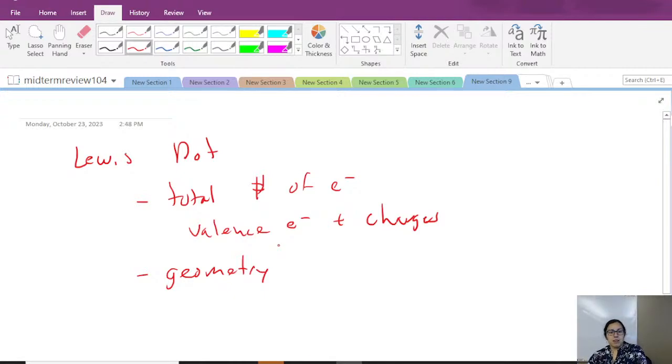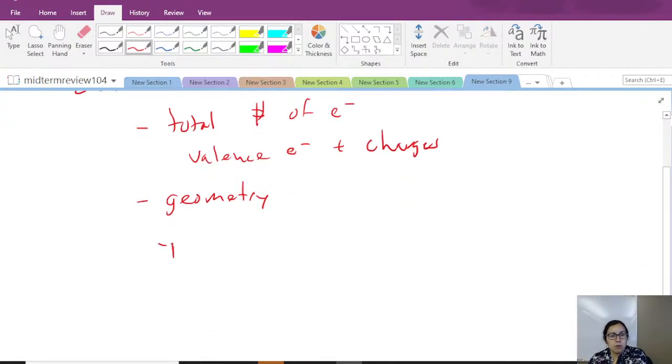And then you might have to identify polar versus nonpolar, so looking for that symmetry or no symmetry. And of course, don't forget formal charges as well. But I think that's mainly it.